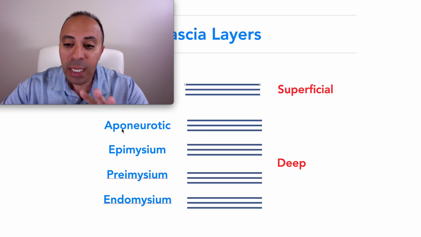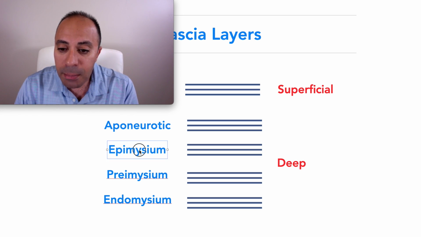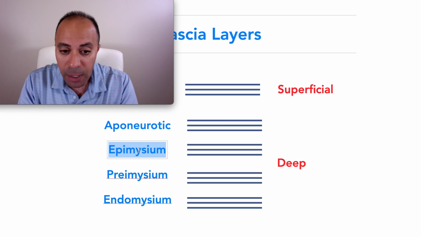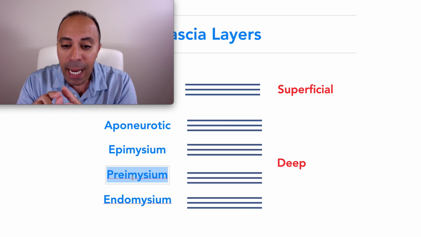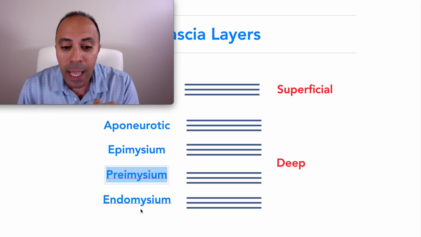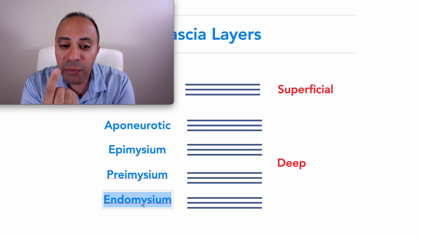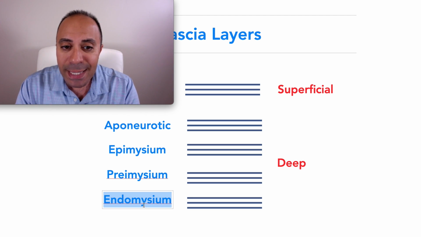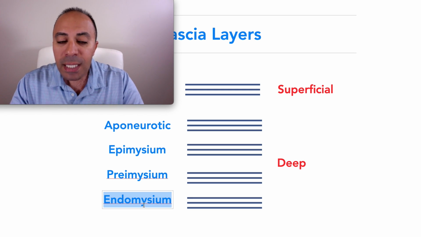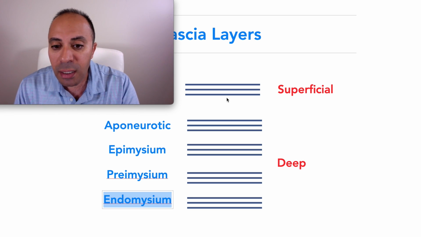The aponeurotic fascia is the layer of fascia that wraps a group of muscles. The epimysium wraps each individual muscle. The perimysium is a wrap of fascia that wraps a bundle of muscle fibers. The endomysium is the fascia layer that wraps each individual fiber. Why am I presenting this? Because I want you to understand how complex the system is. That's why you need to have several tools to really get to each layer.